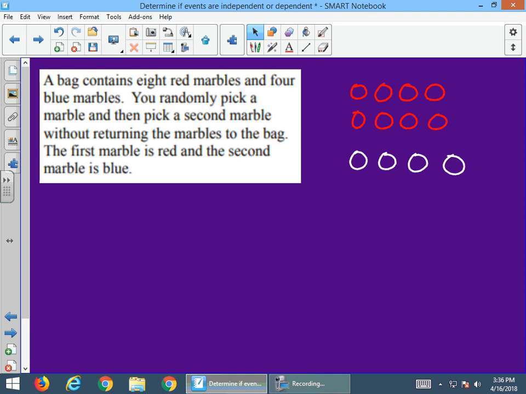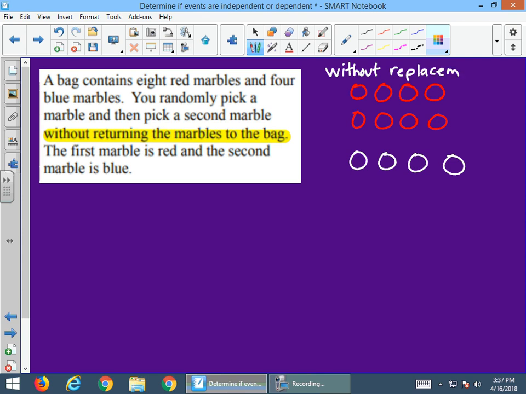It says I randomly pick a marble and then pick a second marble without returning the marbles to the bag. So this is where it's going to start getting interesting. This is the with or without replacement. Let me highlight something here. This says without returning the marble to the bag. That's really important. This is what we call a without replacement problem. I am not going to put them back in.